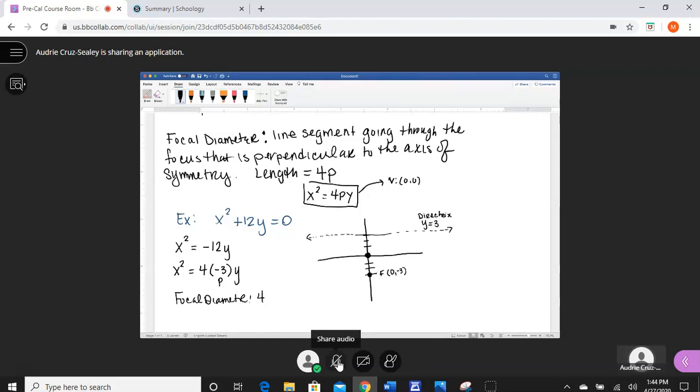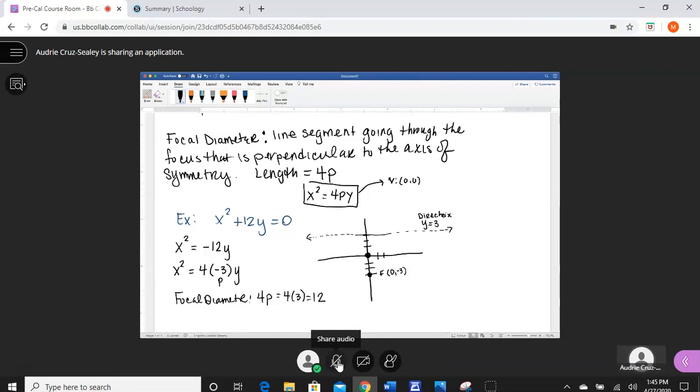Remember, the length of it is 4p. So the length would be 4 times 3, which is 12. Is that okay? So you have 12 as your length. It's not negative because we're talking about a length. Do we agree? So that means 12 is how long the diameter is, and you're going to go 6 in each direction. So you're at 0, negative 3.